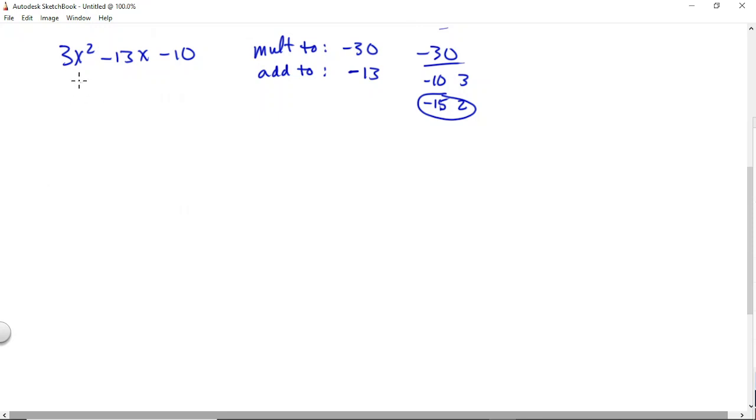So now we split the middle using those. Okay, so negative 15x and positive 2x. And that indeed does add up to negative 13x, right? Negative 10 is still there. Now we factor by grouping.